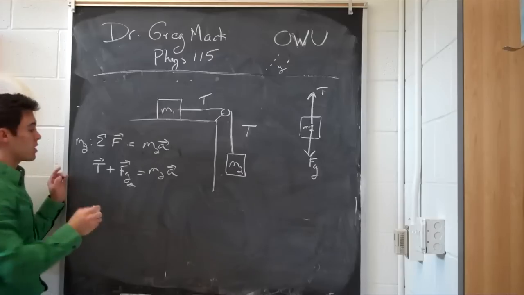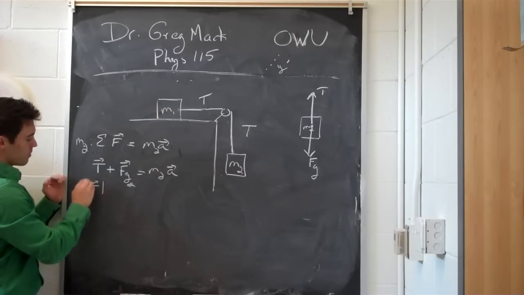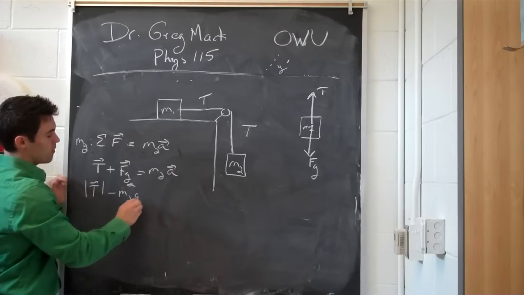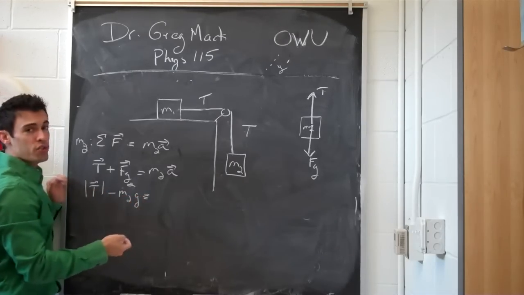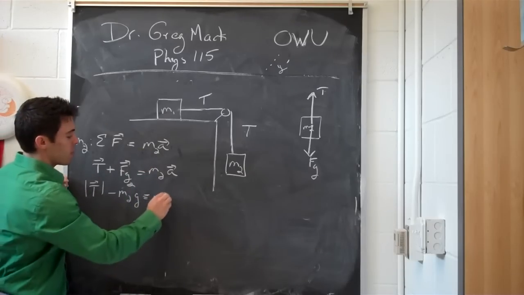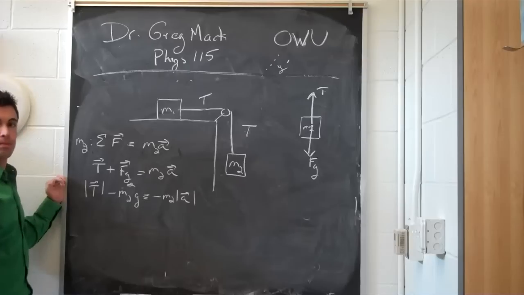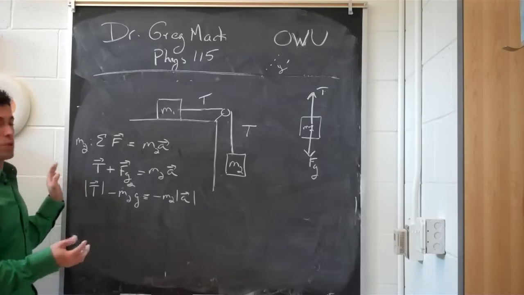Now let's put in the directions. The tension force is up, that's positive. The weight force is down, minus M2G. And the resulting acceleration is also going to be down, so it's got to be negative M2 times the acceleration. So that's going to be the first equation.